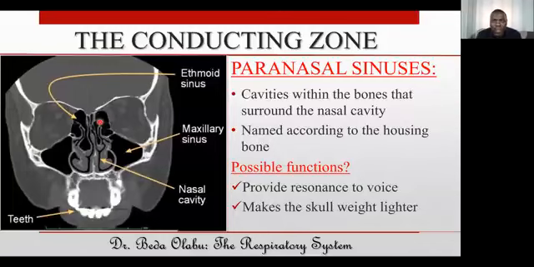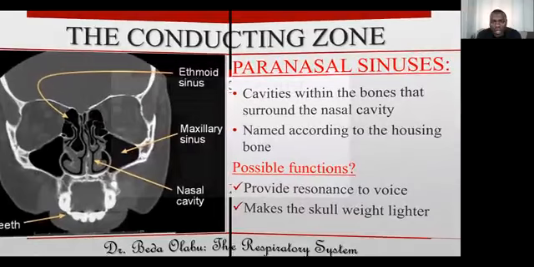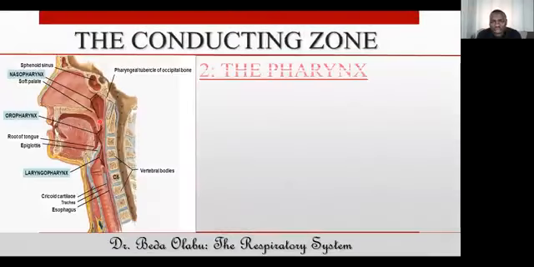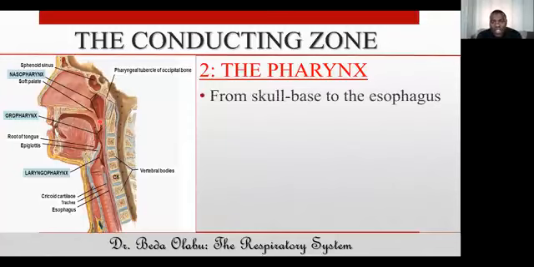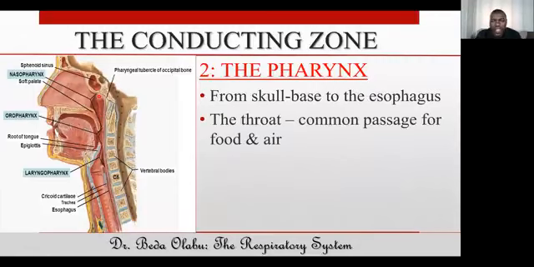Okay, after the nasal cavity, air moves to the pharynx. So the pharynx is the second component of the conducting zone we are talking about. When air moves from the nasal cavity, it goes to the pharynx. The pharynx extends from the base of the skull here to the upper part of the esophagus there. So this region is what we are calling the pharynx. The other name of the pharynx is the throat.